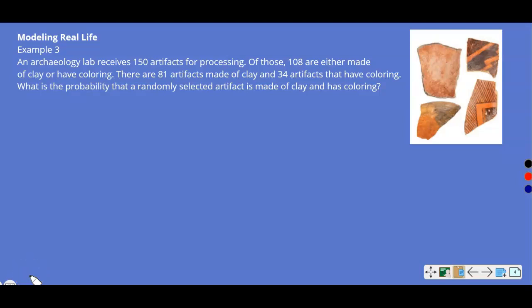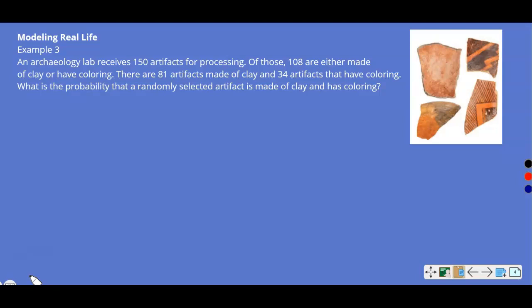Probability of disjoint and overlapping events. Example 3. Modeling real life. An archaeologist's lab received 150 artifacts for processing. Of these, 108 are either made of clay or have coloring. There are 81 artifacts made of clay and 34 artifacts that have coloring. What is the probability that a randomly selected artifact is made of clay and has coloring?